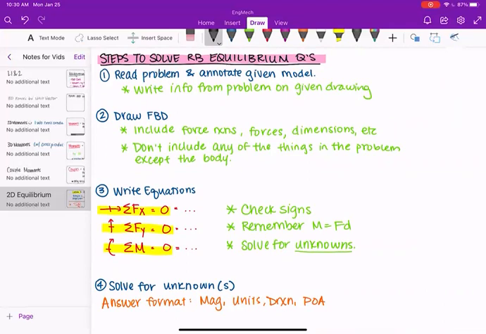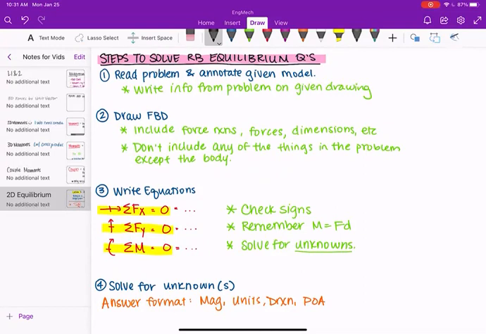So the drawing that's given to you on the worksheet, like the picture that comes with the problem, draw on that, write on it, make sure everything makes total sense to you on that drawing. Then your next step is going to be to clean that drawing up. So make it a free body diagram, which means don't include any of the extra fluff in the problem. So don't include any walls, any supports, anything like that. Don't include any of that.